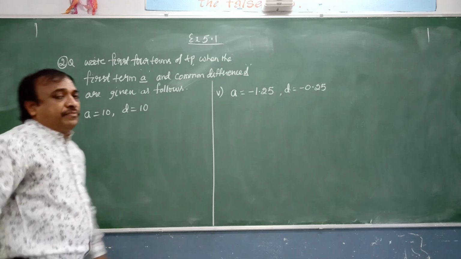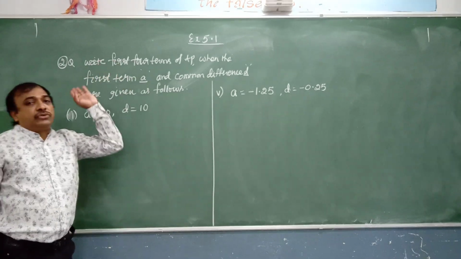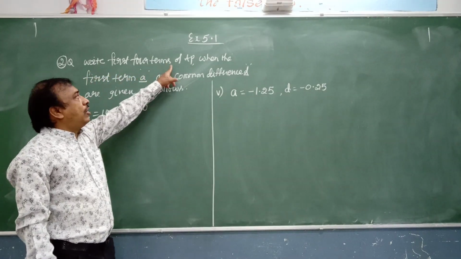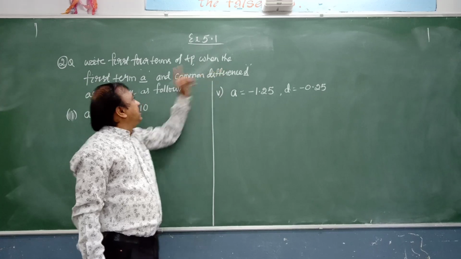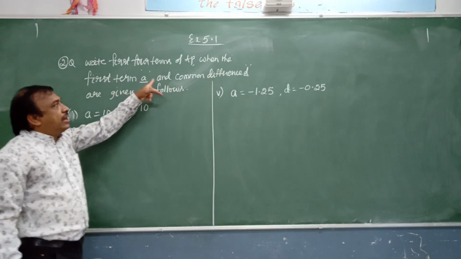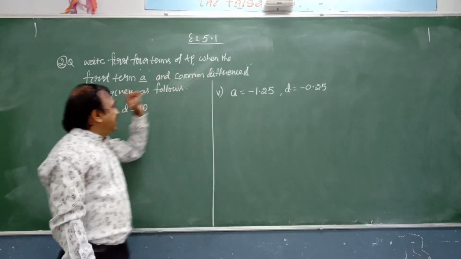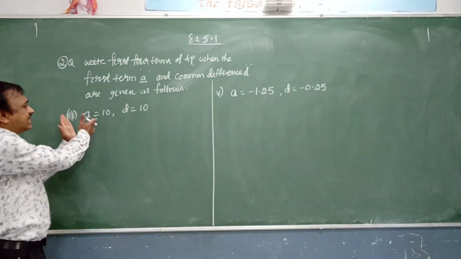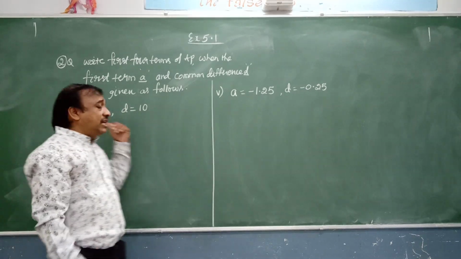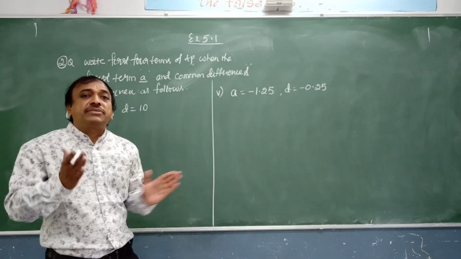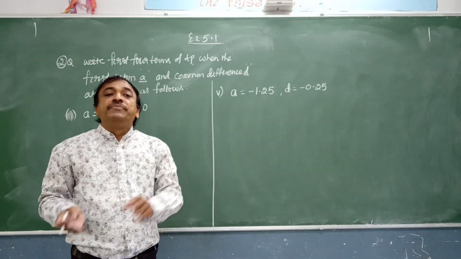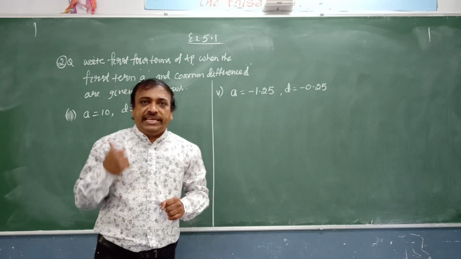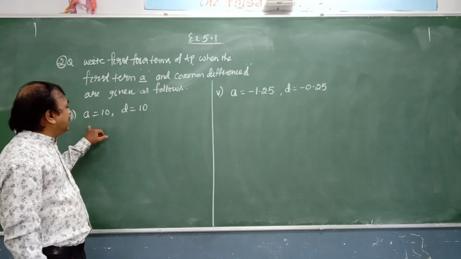Here we see exercise 5.1, question number 2. Write the first four terms of the AP when the first term A and common difference D are given as follows. A is given, D is given. A is the first term. As we learned in the first session, terms are denoted by A1, A2, A3. The first term can be denoted either A1 or A, so A1 or A is equal to 10.